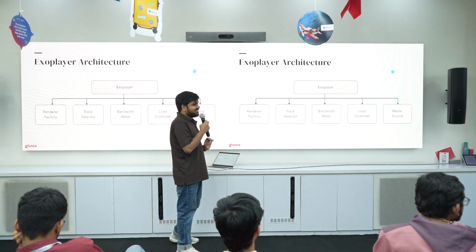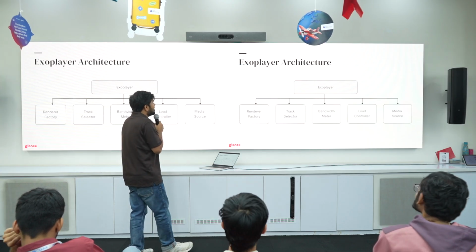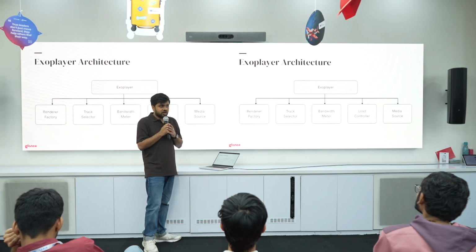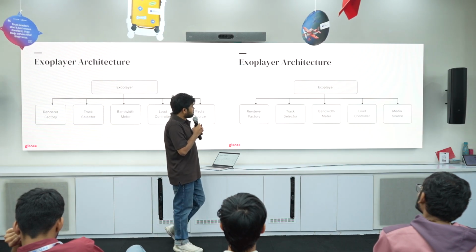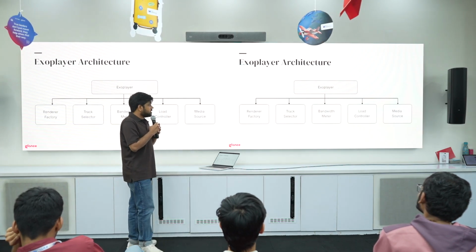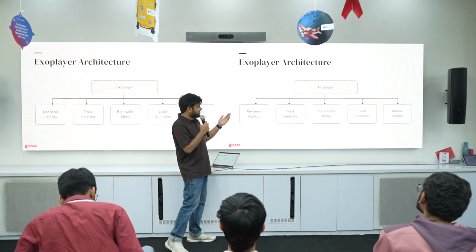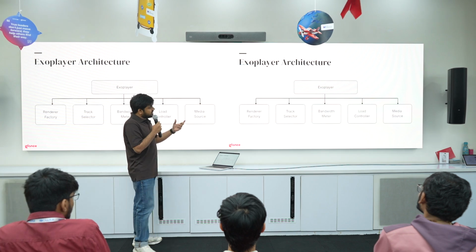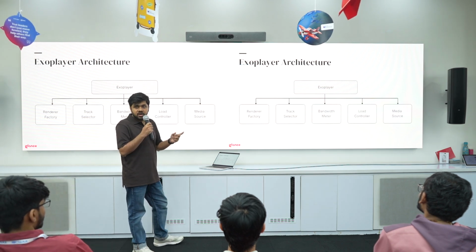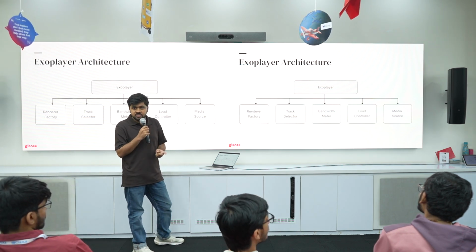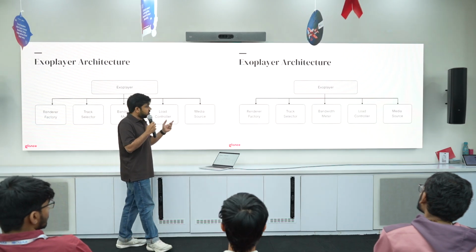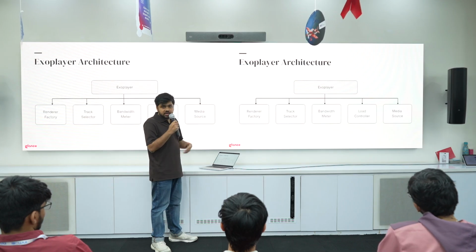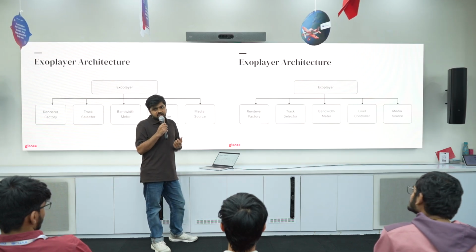Okay, cool. Then comes the ExoPlayer, which is actually what we were supposed to talk about. It has 5 main components: renderer factory, TrackSelector, bandwidth meter, load controller, and media source. These components provide a lot of customization. We can override a lot of code inside them and see what fits in our product.